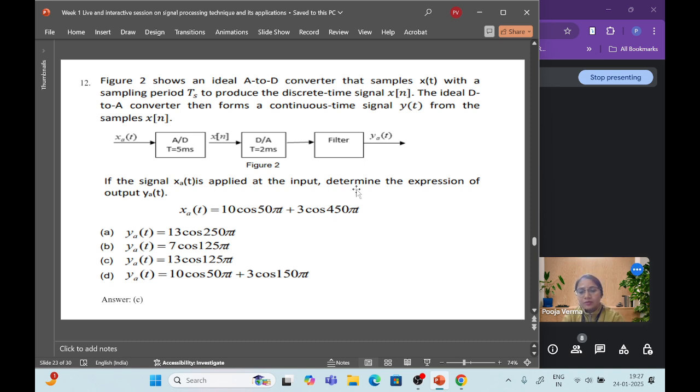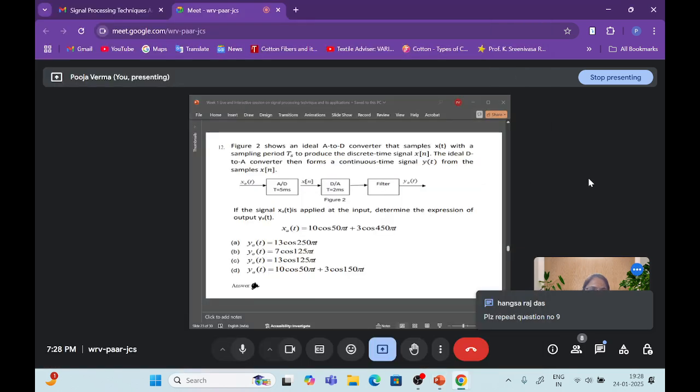Next question is figure 2. This figure shows the ideal A to D converter that samples x of t with a sampling period Ts to produce a discrete time signal. That means first an analog signal is given, analog to digital with a sampling period of 5 milliseconds, and that will generate a discrete signal.